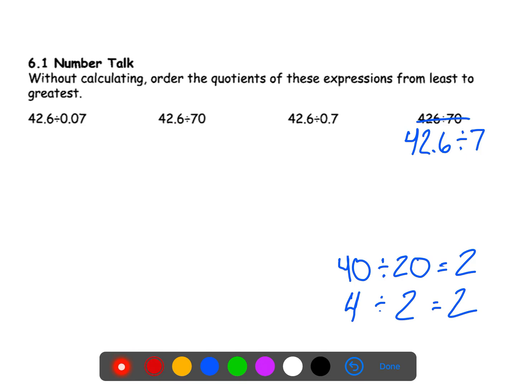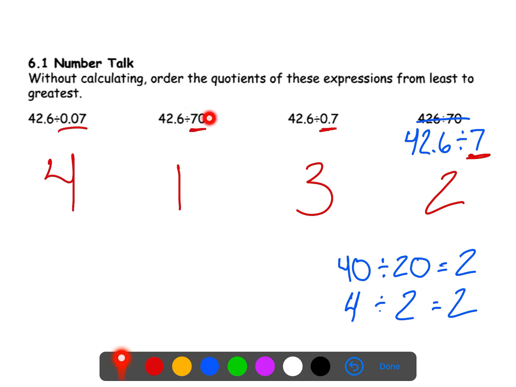So to order those, I am looking here at the divisor. The largest divisor is 70, so that's going to have the fewest number of groups. 7 is the next largest, 7/10, and then 7/100. So a large divisor will give me a very small answer, small quotient. A small divisor will give me many, many groups and a large quotient.